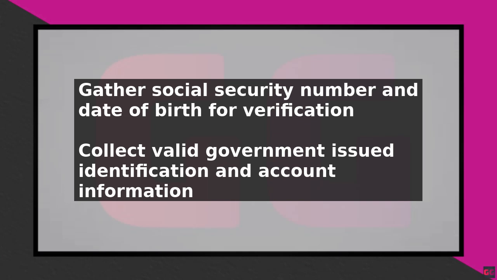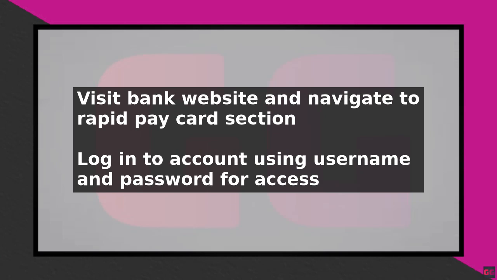Next, visit the website of your bank or financial institution and navigate to the Rapid Pay card section. Look for the option to order a new card and click on it. You will be prompted to log into your account using your username and password.